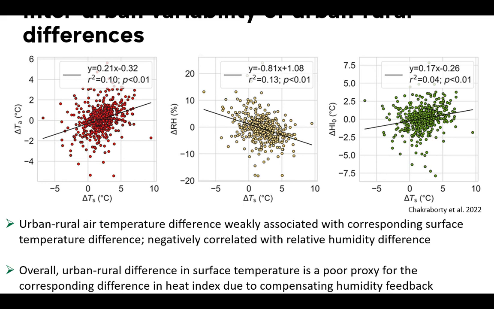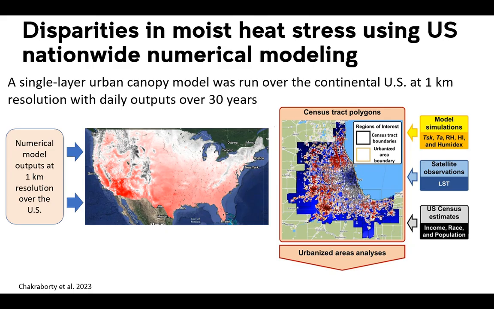The dry island has the opposite effect, like a counter correlation, where cities which have a higher surface urban heat island tend to also have a higher urban dry island. And then with heat index island, you get that moderating influence of the drying and the warming, and you have a slope of 0.17. So overall, this tells us that the urban-rural difference in surface temperature is a poor quantitative proxy for the corresponding difference in heat index. And this is partly due to the compensating humidity feedback.